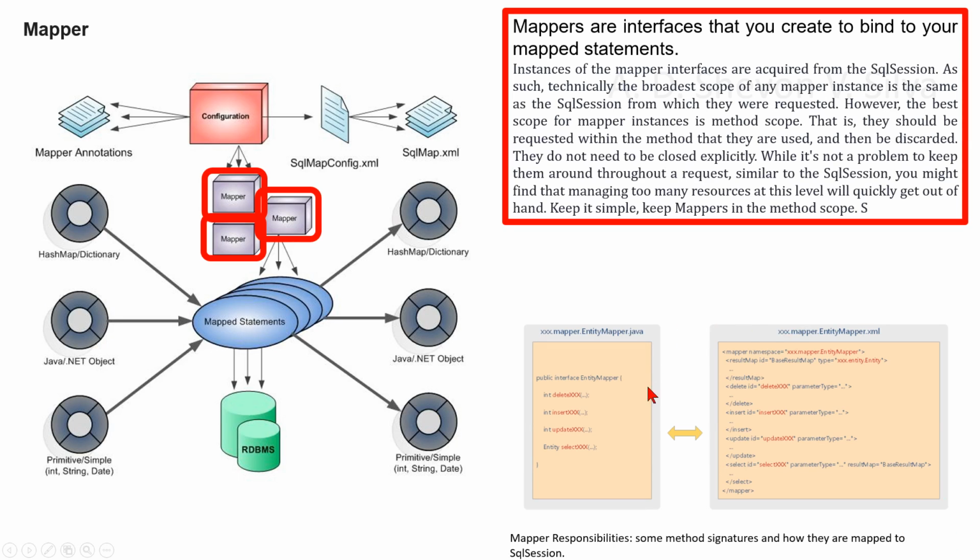This example shows some method signatures and how they are mapped to SQL session. Note the mapper interface does not need to implement any interface or inherit from any class, as long as the methods can be uniquely identified with the corresponding mapping statement.